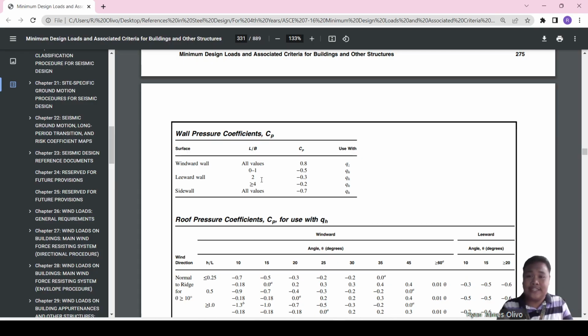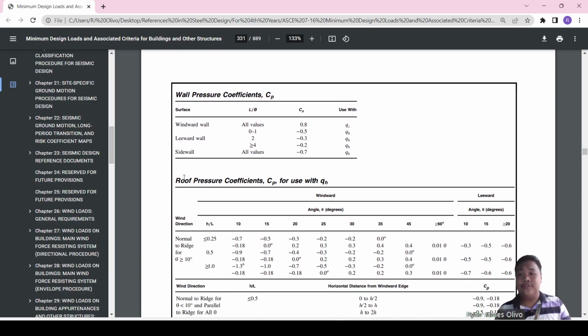So if my value is 3, then it's between 0.3 and 0.2. So it's very important, class, to know the interpolation. If the value is not here, it is important to interpolate. Use them with, as you can see here, qh, qh, qh. Like I said, only the windward wall uses the varying load qz.